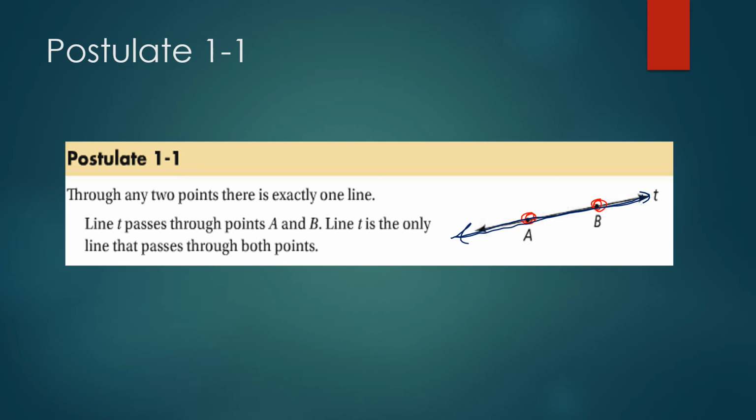So it's one of those things that this is clearly true. If we look at it, we're never going to find a second line, but it's really hard to explain why that's true, so we just call it a postulate. It's accepted to be true without proof, just because it's so basic.